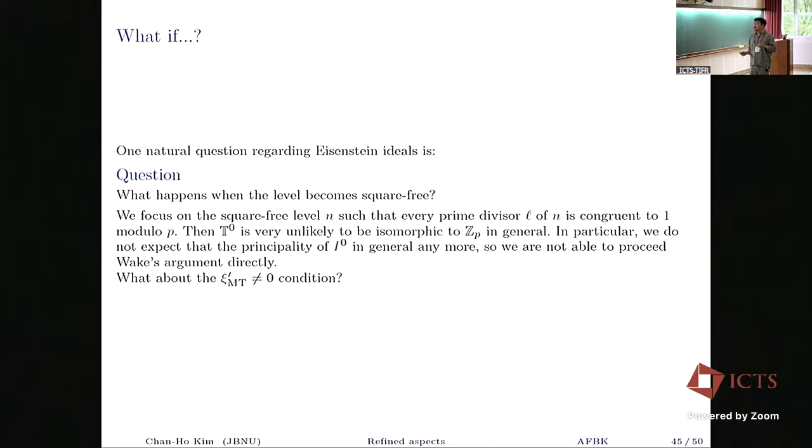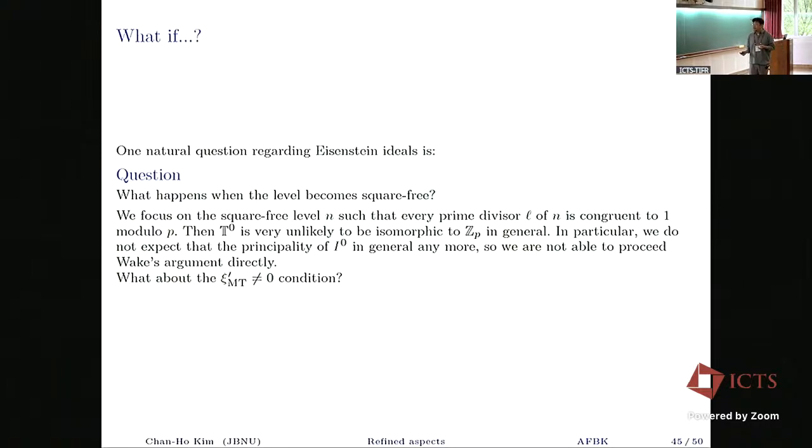One natural question regarding the Eisenstein ideal is, okay, what happens when the level becomes square-free? What I mean is that when I say square-free level, all the prime divisors will be congruent to 1 modulo p. And in this case, the Hecke algebra is very unlikely to be isomorphic to Z_p in general. In particular, we do not expect the principality of this I_0 in general anymore. So definitely we are not able to proceed with the Ribet argument directly.